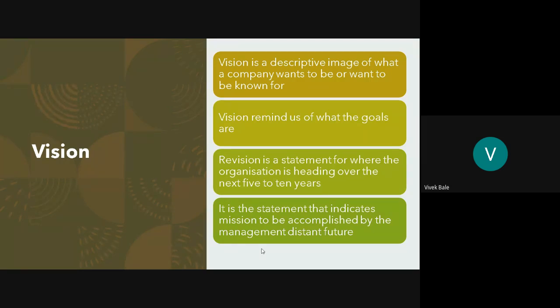That is, we call it a vision. So vision is nothing but a descriptive image of what the company wants to be or what it wants to be known for. I hope every one of you is visionary in nature.